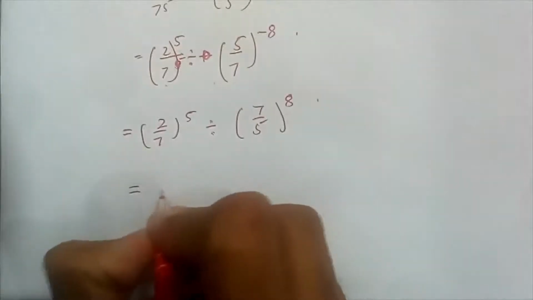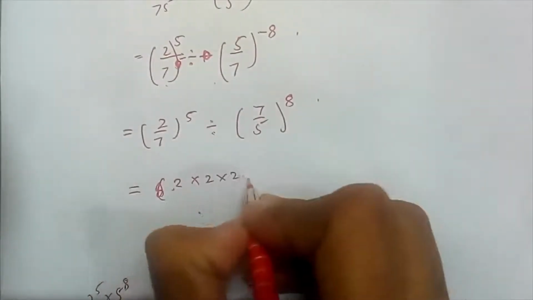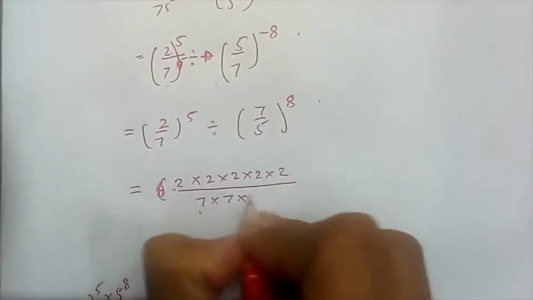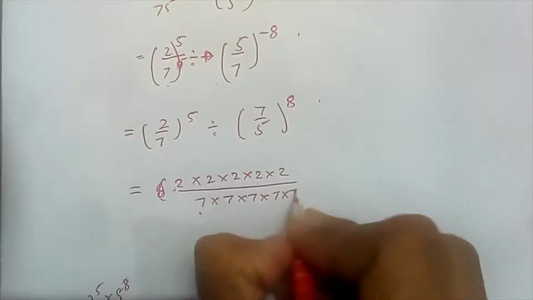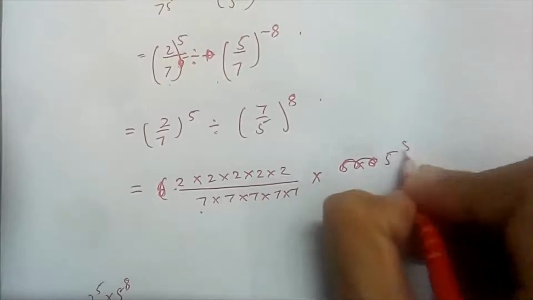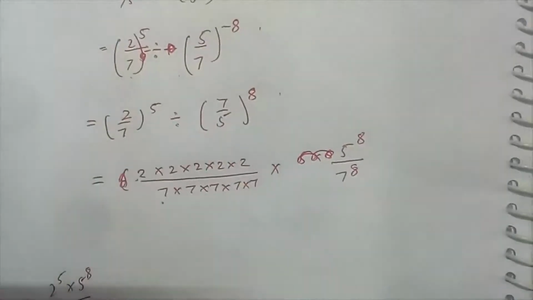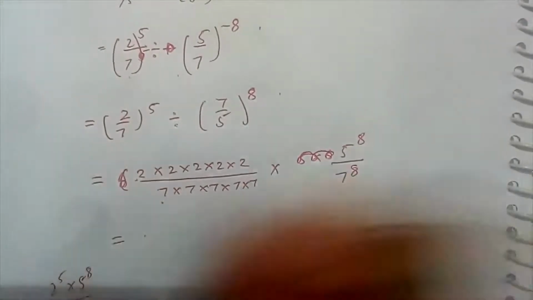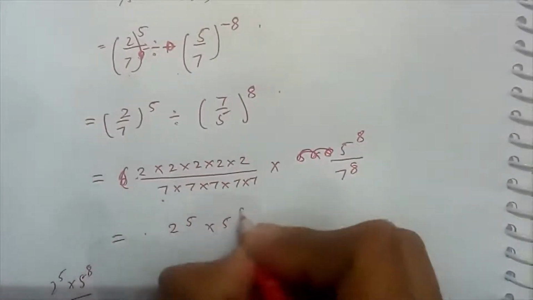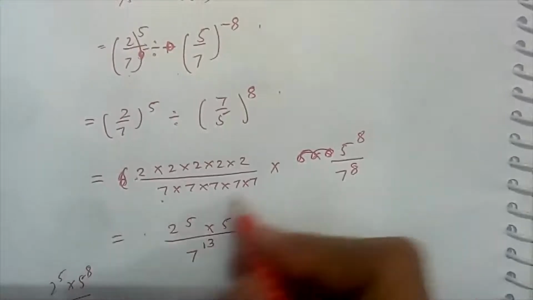Further we will open it up, 2 into 2 into 5 to the power 8 and 7 to the power 8. Now solving it, here it will be 2 to the power 5 into 5 to the power 8 upon 7 to the power 13 is the correct answer.